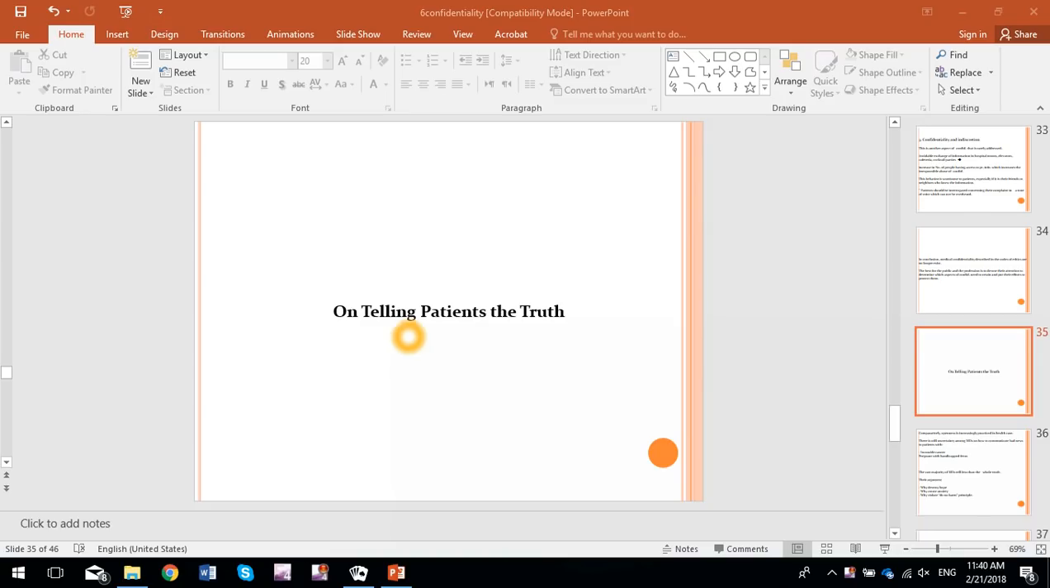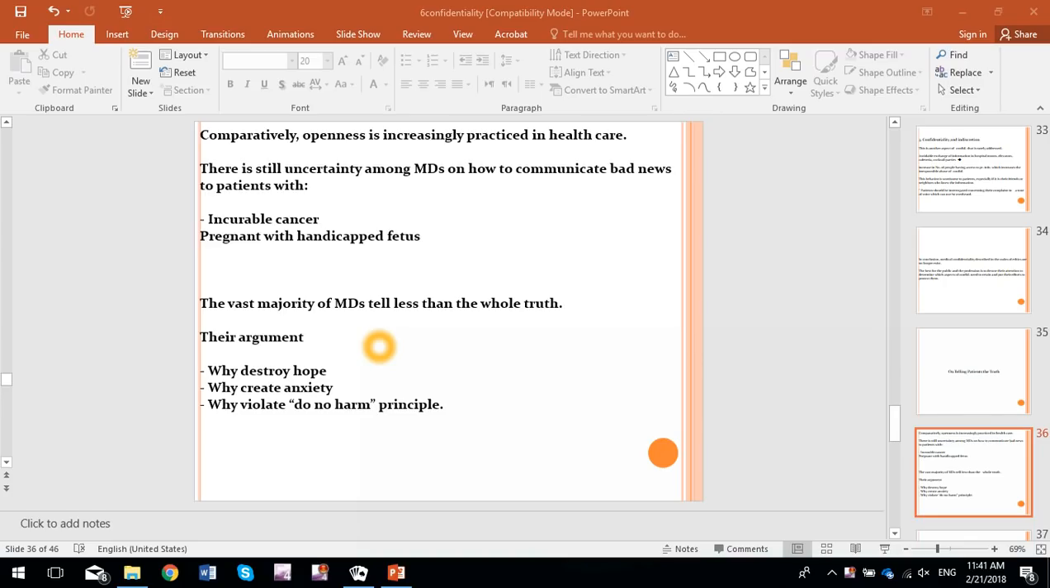The other topic related to the practice of medicine is telling patients the truth. Are we truth tellers to the patients? Do we tell the patient the whole truth, or do we hide some things from him? Now this is another issue that needs to be resolved regarding telling the patients the truth. Compared to the previous days in the practice of medicine, openness is now increasingly practiced in healthcare.